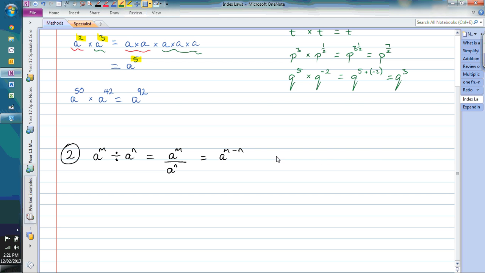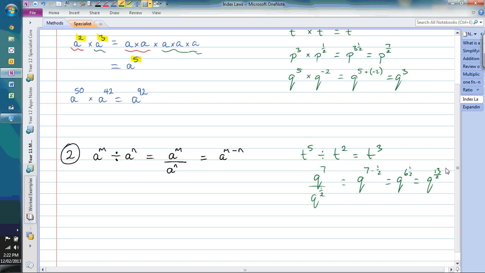And to show some examples, let's take a couple of letters. Let's go t to the power of 5 divided by t to the power of 2. Well, that would be t to the power of 5 minus 2, which is 3. I could write them like this: q to the power of 7 divided by q to the power of a half. This would be equal to q to the 7 minus 1/2, or q to the power of 6.5. That's just 13 on 2.